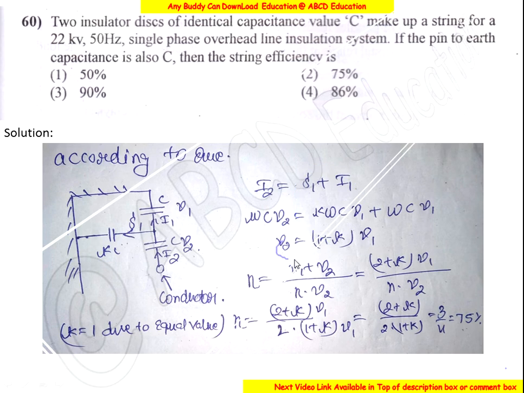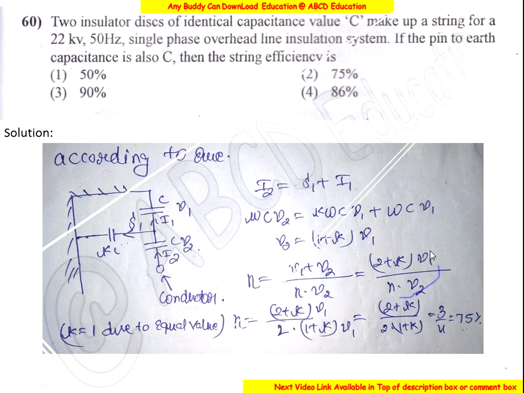Okay, now V2 equals V2 I2 current, that is omega C V2, and I1 is K omega C V1, and I1 is omega C V1. Now V2 becomes (1 plus K) V1. Now we know that efficiency is total voltage divided by number of strings multiplied with the last conductor voltage.